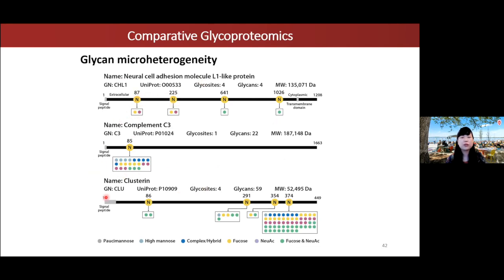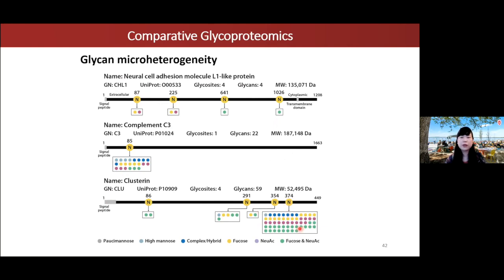And given the interest of time, I just want to pick out one of these. Clusterin is the 3rd most risk gene in AD, and there are 4 different glycosites. Some of these have very modest microheterogeneity. However, at 374, we observe 56 different glycoforms.